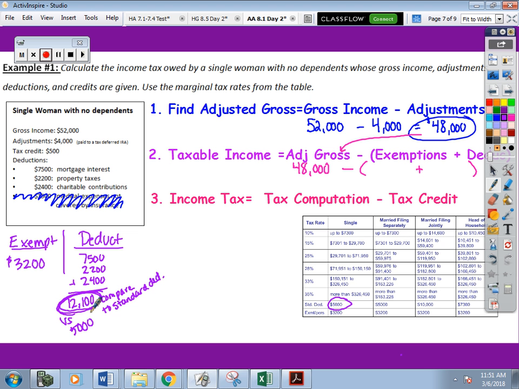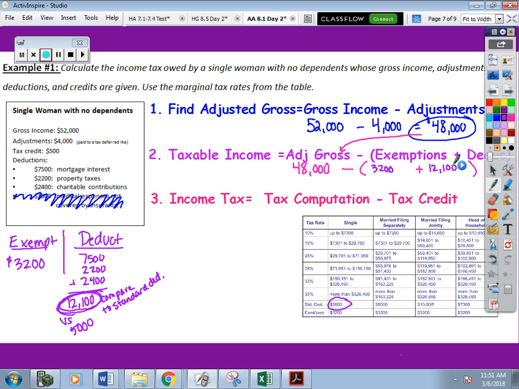Now be careful, if you are married filing jointly, your standard deduction is 10,000. So you might have less deductions, but you would choose this number over the itemized list. Whichever one's bigger, you pick. Okay, now plug those in. So exemptions is 3,200 and deductions is 12,100.